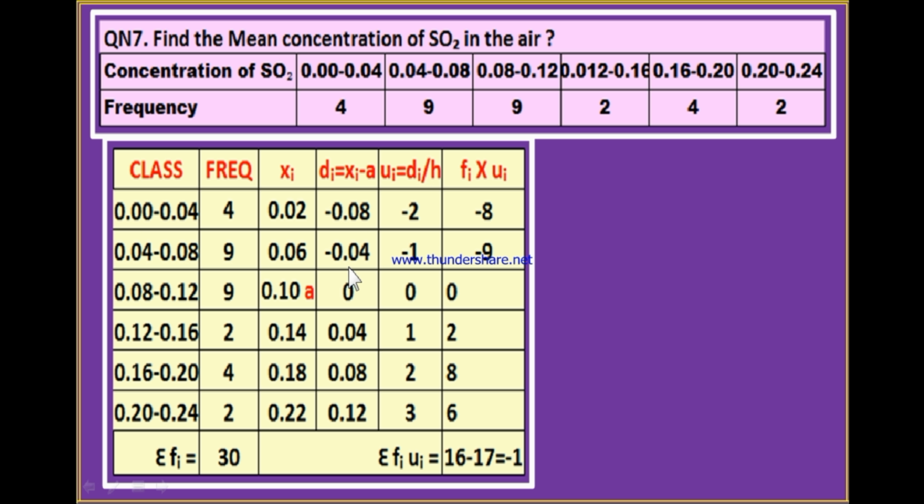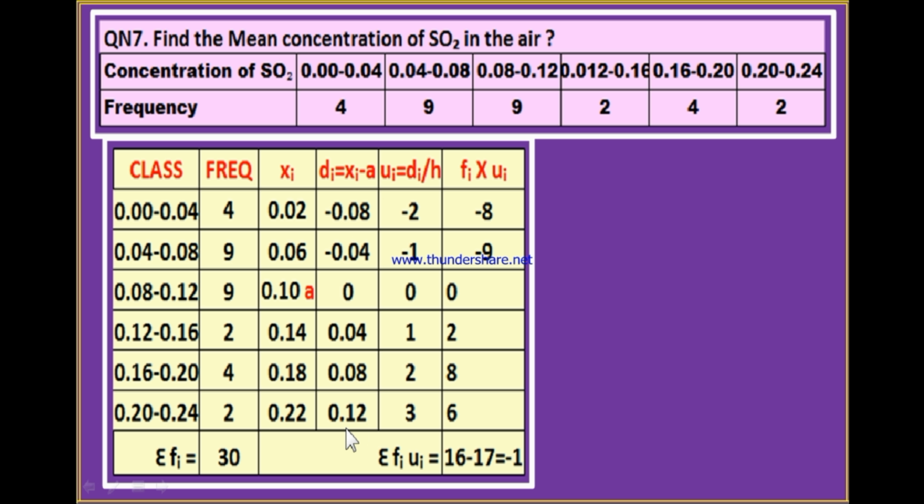Now, you divide all these di values one by one by 0.04. Understand? Minus 0.08 divided by 0.04 is minus 2. Minus 0.04 divided by 0.04 is minus 1. 0 divided by 0.04 is 0. 0.04 divided by 0.04 is 1. 0.08 divided by 0.04 is 2.